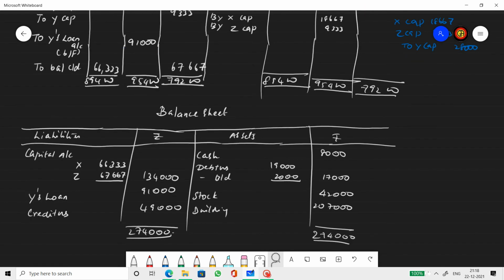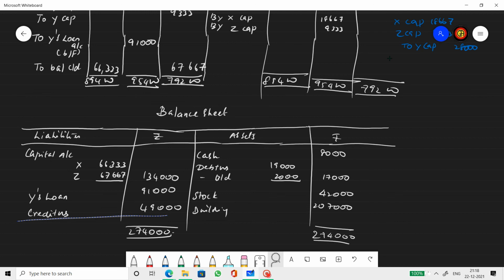Y's loan 91,000. And then creditor 49,000. You can find this in the question. In the question, there are three items on the liability side: creditor, reserve, and capital balance. Capital balance obviously changed because we prepared the new capital account. Reserve is distributed, written off or distributed. So reserve will no longer exist. Therefore, no reserve will come in the new balance sheet.